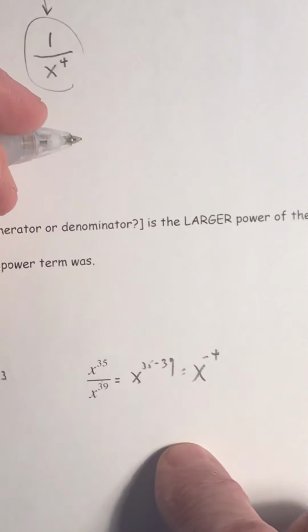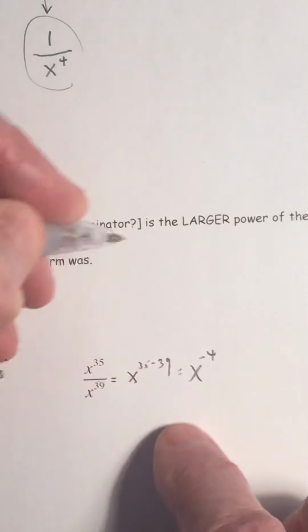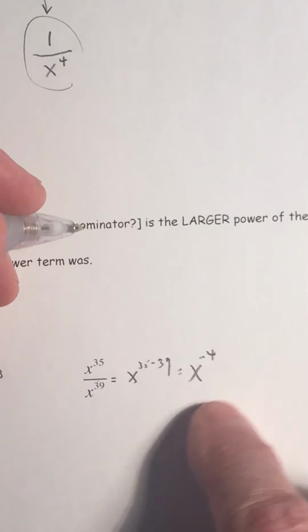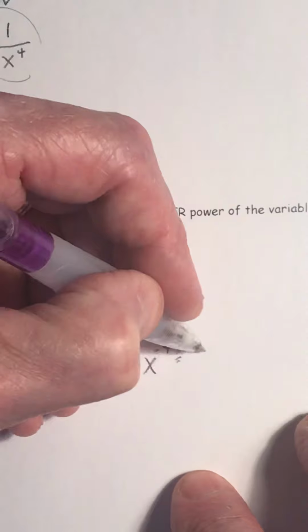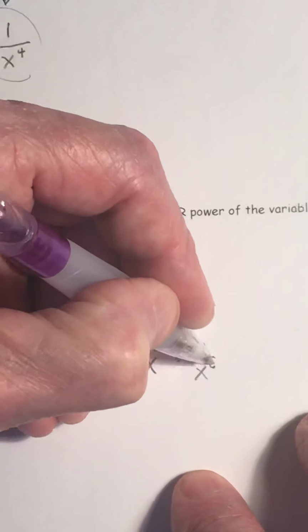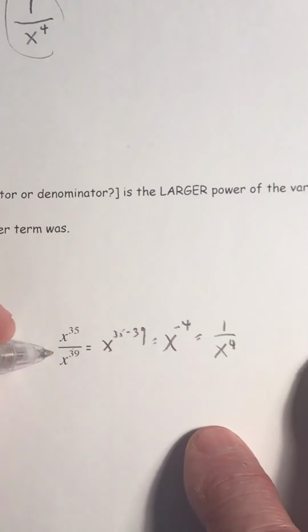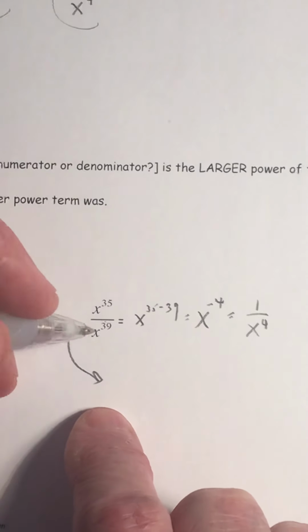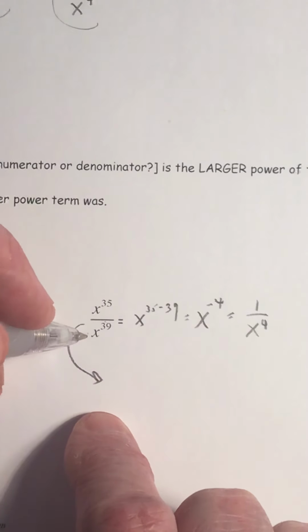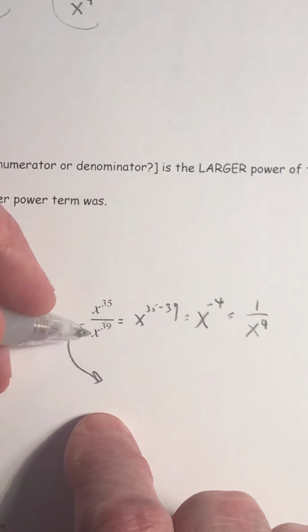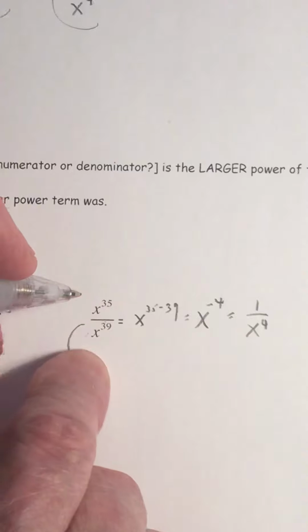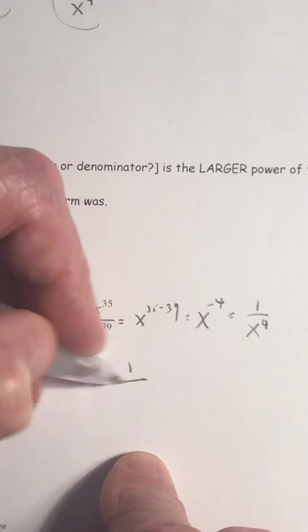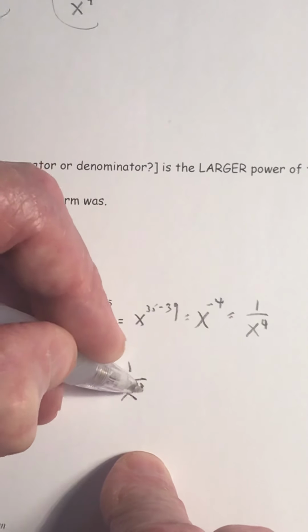So everything's okay. The only thing is we don't like to have an answer with a negative exponent, so we would change this to 1 over x to the 4th. But wouldn't it have been more efficient to just look at this in the first place and say, hey, there's a lot more x's in the denominator than the numerator, so all the numerator's x's are going to cancel, but there'll be 4 of them left over downstairs.